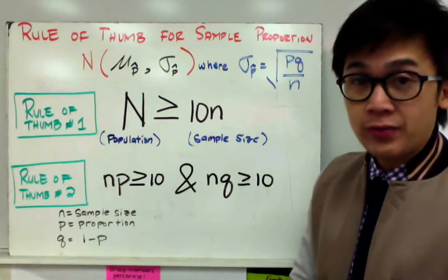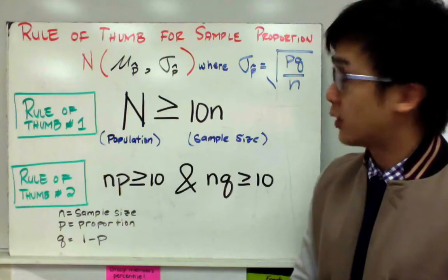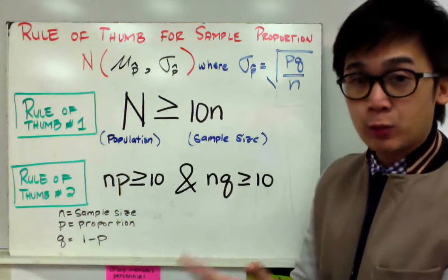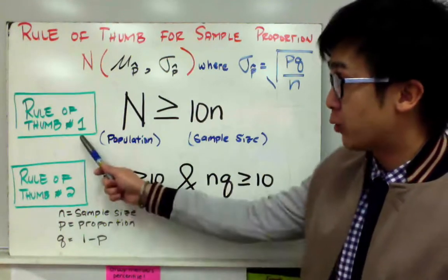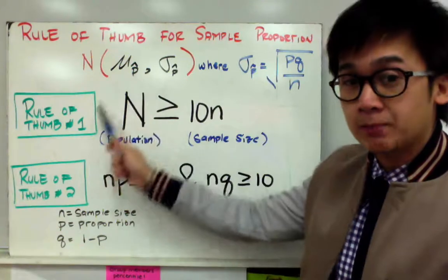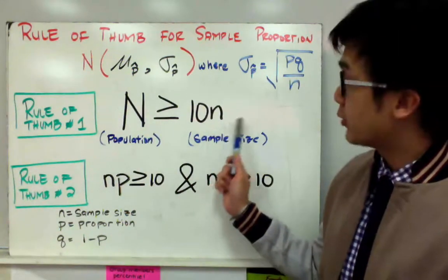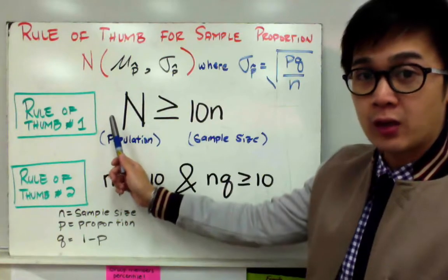Now, the first rule of thumb for sample proportion, once again, this only works for sample proportions because we have two sampling distributions, the sample proportion and the sample mean. For sample proportion, the first rule of thumb is that the population should be greater than or equal to 10 times the sample size. So this first condition needs to be satisfied before you can proceed to your computation.